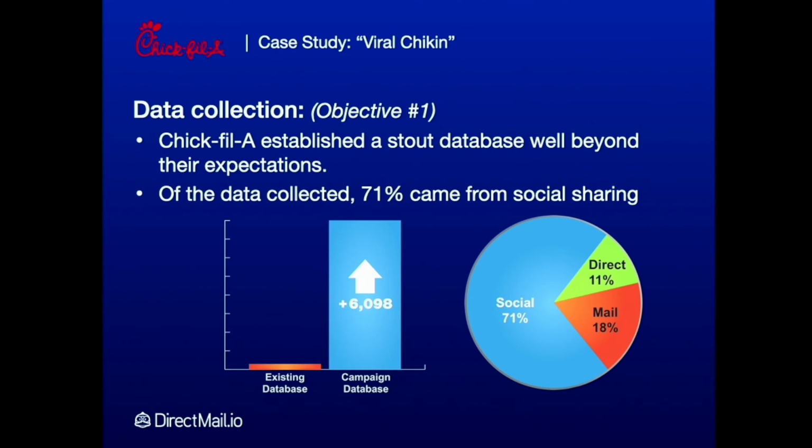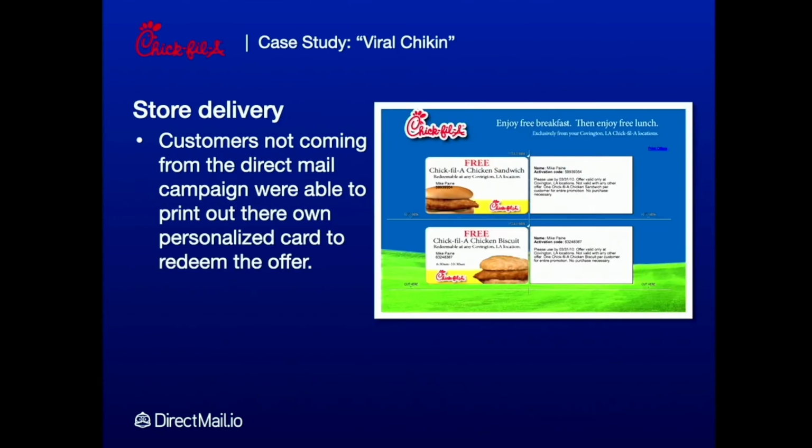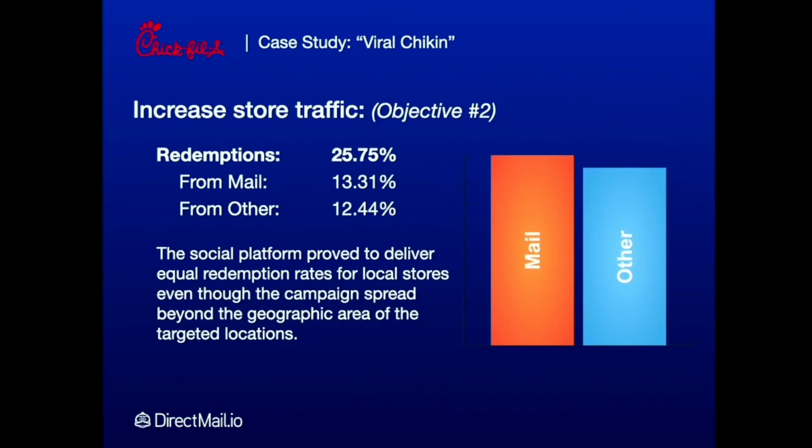So when we look at the data collection, they established a great database much beyond their expectations. 71% of that database came from the social sharing component, where customers not coming from the direct mail were able to print out their own. So if you were one of the people that took advantage of this and didn't get a direct mail piece, at the end of the funnel, they were able to print out a unique coupon that they could then bring in that looked like this. It looked like a gift card.